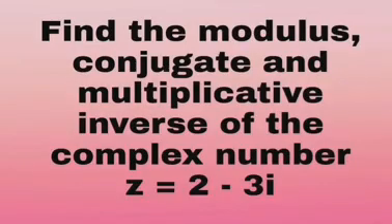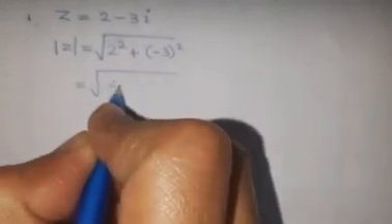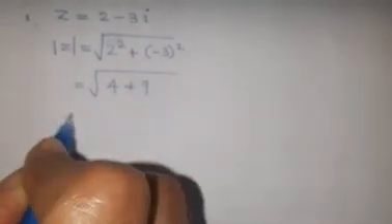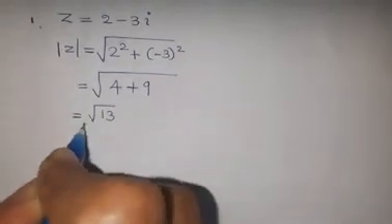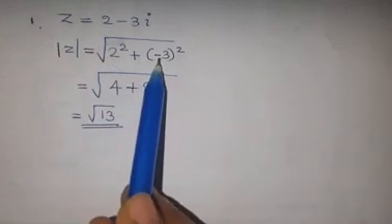First problem, find the modulus, conjugate and multiplicative inverse of the complex number z is equal to 2 minus 3i. Modulus of z is root of a square plus b square, that is root of 2 square plus minus 3 the whole square. This is equal to root of 4 plus 9, that is equal to root 13.